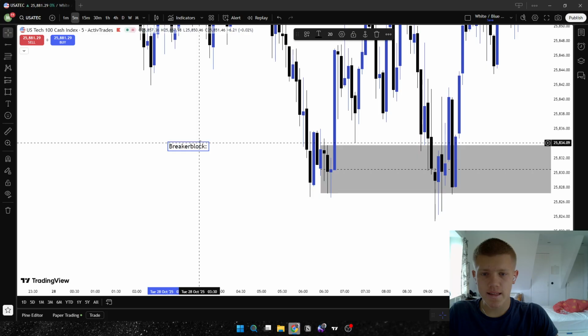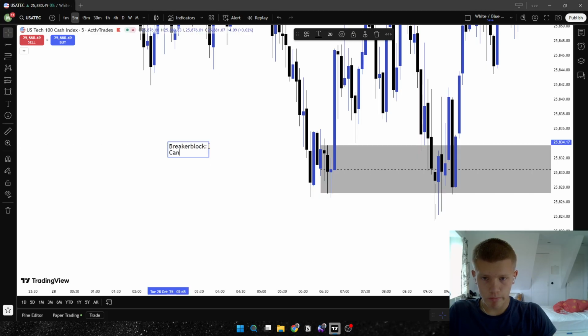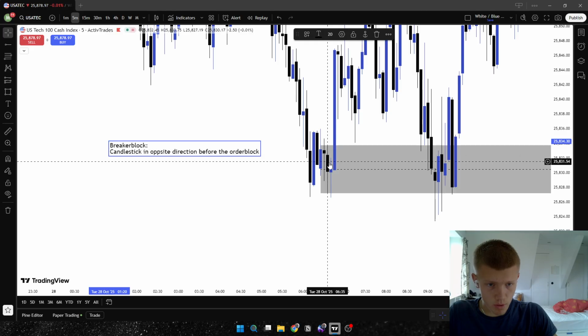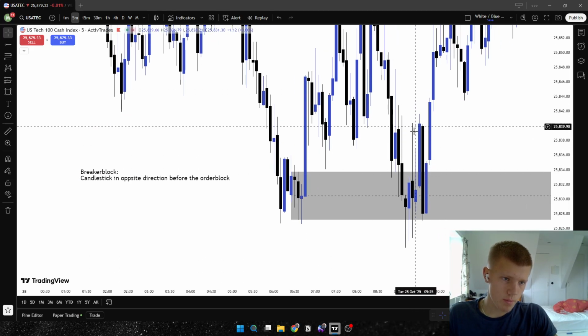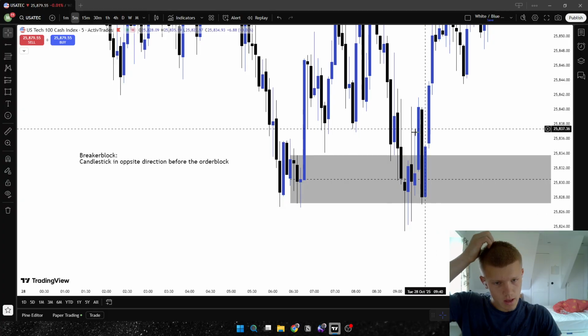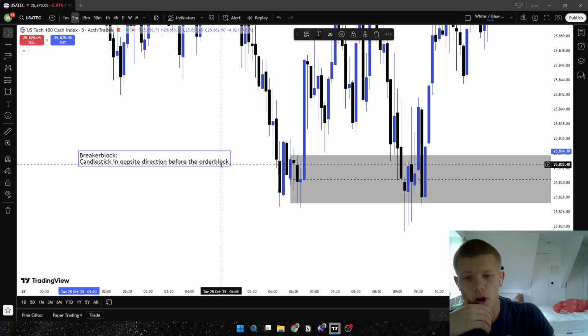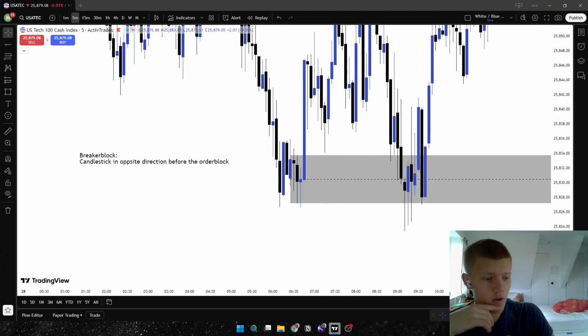The breaker block is the candlestick in the opposite direction before the order block. So now it is a bullish order block. It is a bullish order block because we want to turn bullish when we tap into it, but it is a bearish candlestick. And the breaker block is then the candlestick before the order block.